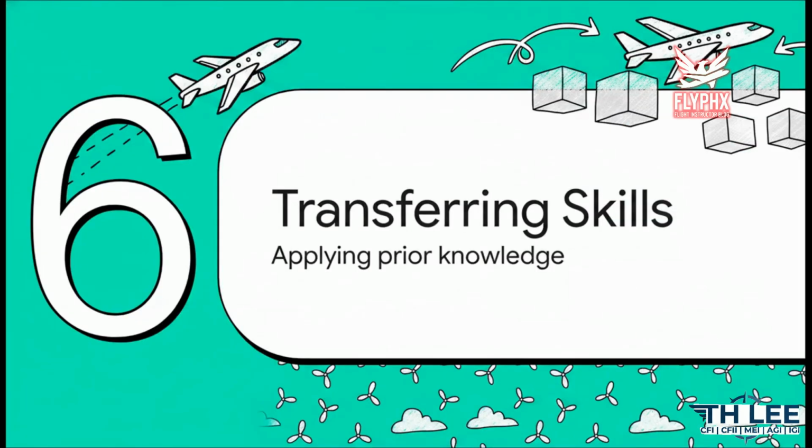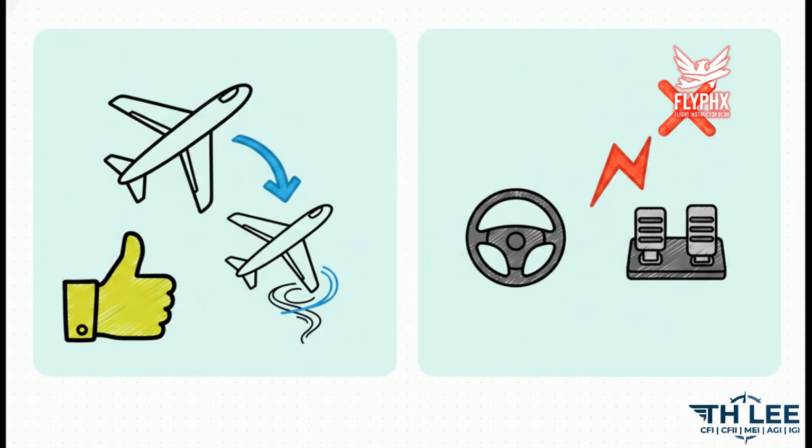Finally, let's wrap up with Section 6, transferring your aviation skills. As you advance as a pilot, your past experiences are heavily going to impact your future training. We have something called a positive transfer. This happens when your past foundational skills actually help you easily grasp a new maneuver. For instance, understanding basic stall recovery naturally aids your spin recovery training.